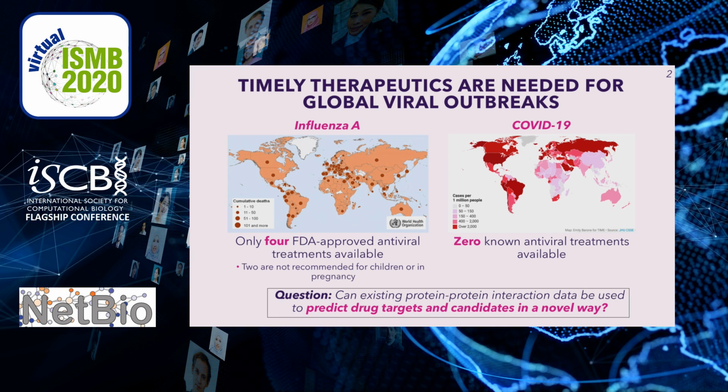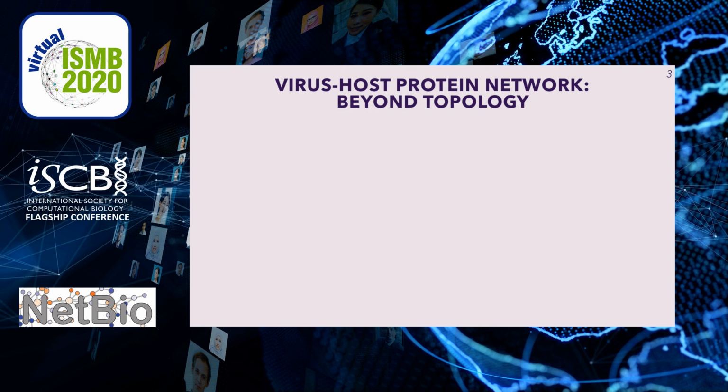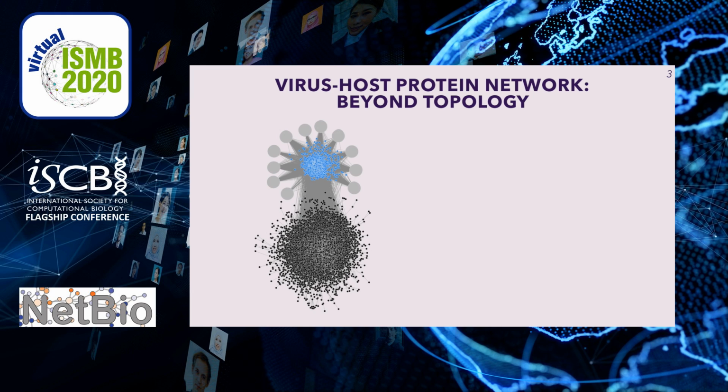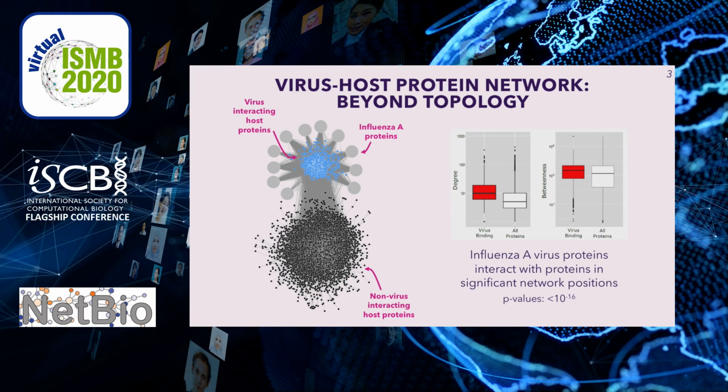So the question is, can we use existing PPI data to efficiently predict drug targets and candidates in a new way? And to do that, we've employed virus host protein networks. Here, for example, we have a network where there's this large group of proteins that don't interact with the virus, and a smaller group that do. Here, for example, is influenza A.